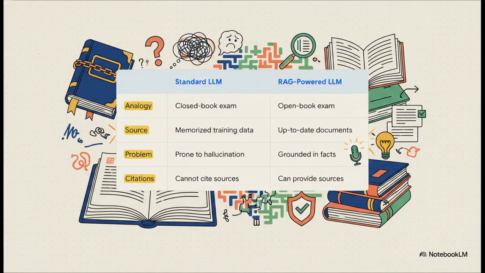And this comparison just makes it crystal clear. A standard LLM is taking a closed book test. A RAG-powered LLM, it's got the textbook wide open. And what that really means for you is that its knowledge can be updated instantly, just add a new document. Its answers are grounded in facts. And, this is absolutely crucial, it can cite its sources. You can actually check its work. This builds trust. And in any serious business setting, trust is everything.